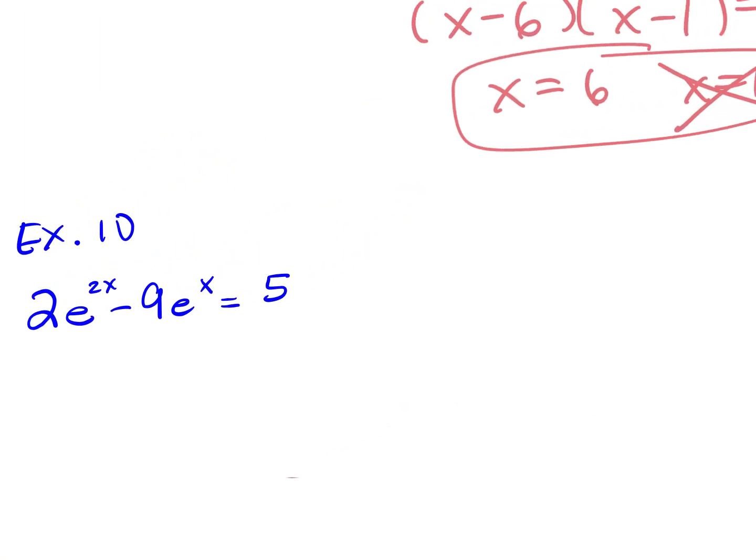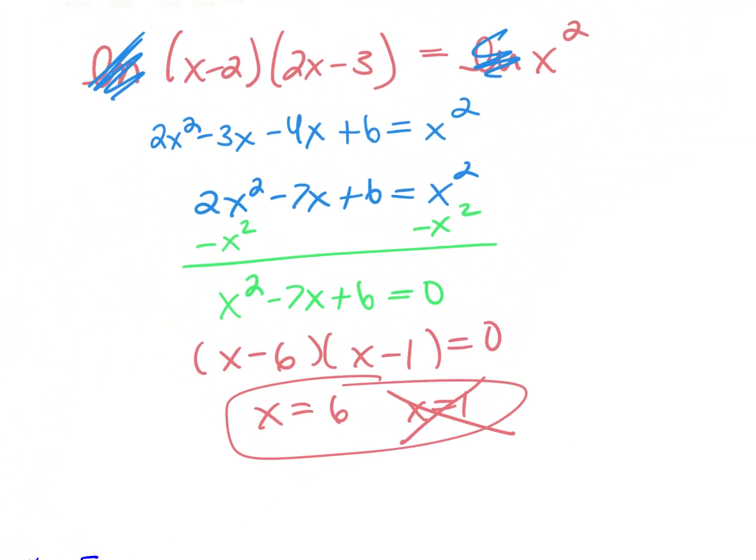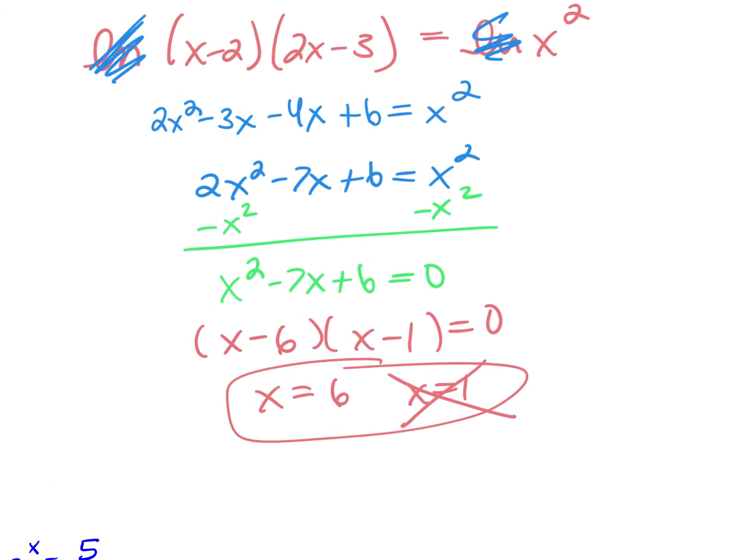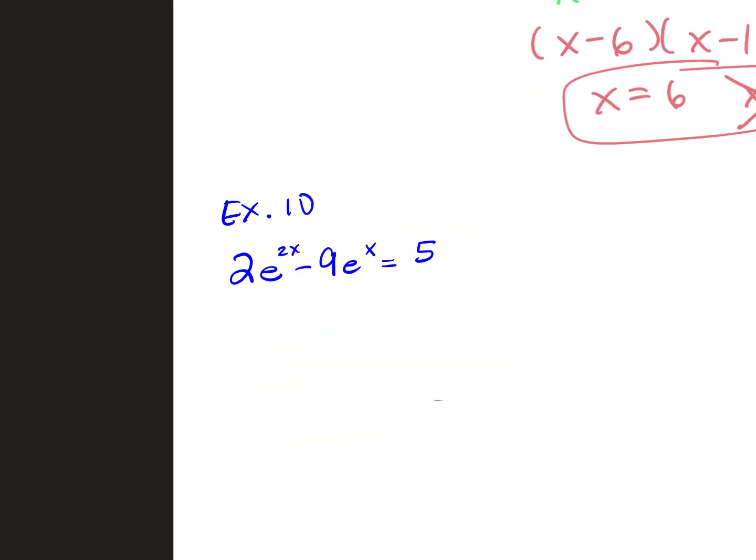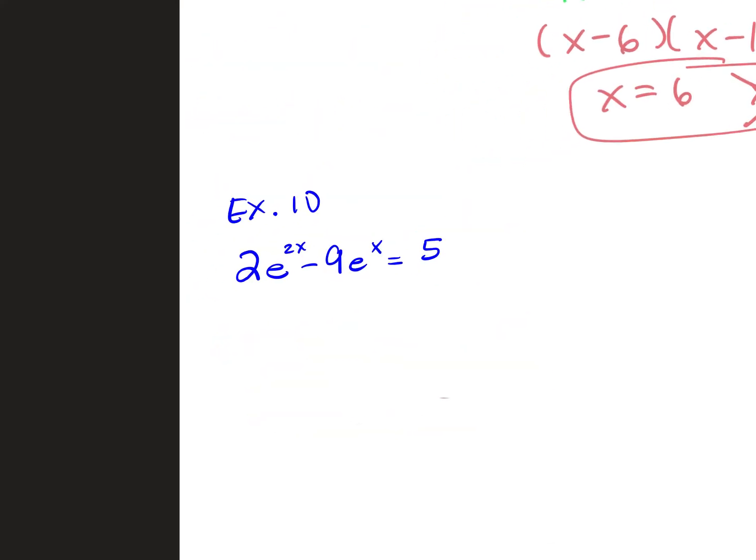All right, what did we just do here with our quadratics? We got everything to one side. Okay, same thing goes here. Do you see how you have e to the 2x and then you have e to the x? This is just a quadratic problem. So let's move everything to one side. So I have 2e to the 2x minus 9e to the x. Then what does 5 do? Okay, minus 5 equals 0.